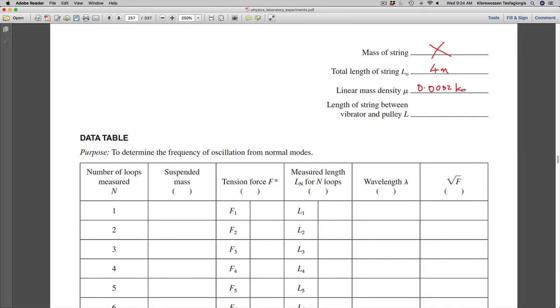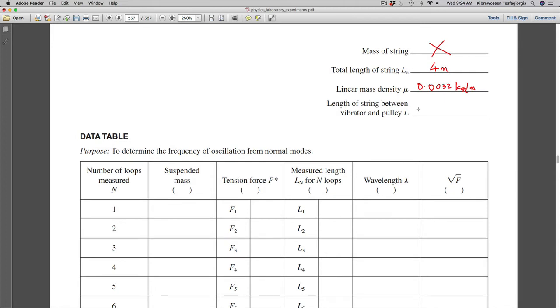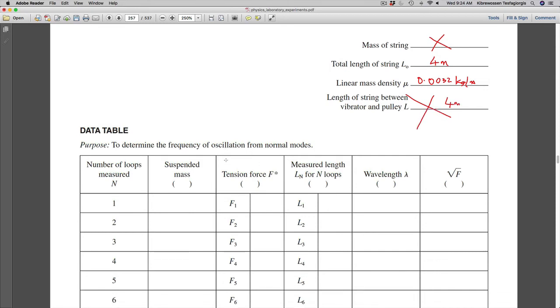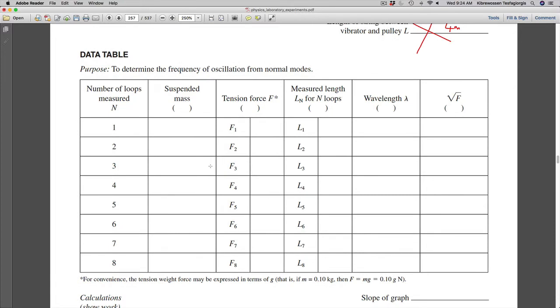Remember, don't use my values. This is an example that I'm doing for you. I encourage you to use your own set of values. The length of the string between the vibrator and the pulley, you don't need this one as well, because we are going to just simply stick with this, and we are going to assume this is also 4 meters.